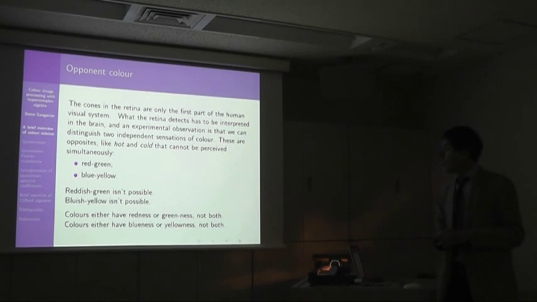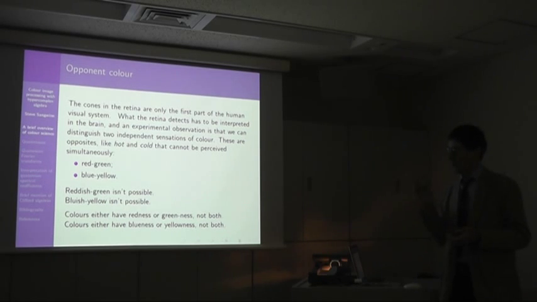And what has been observed and is well understood is that humans see two opponent colour systems. Humans will place red and green at opposite ends of a scale, and they'll place blue and yellow at opposite ends of another scale, and these are orthogonal, they're independent of each other.